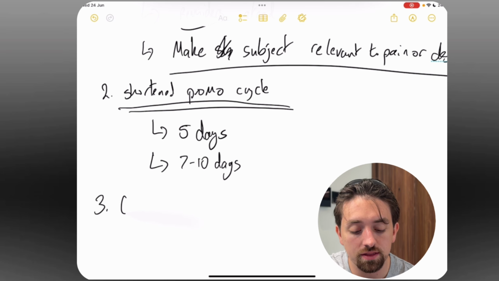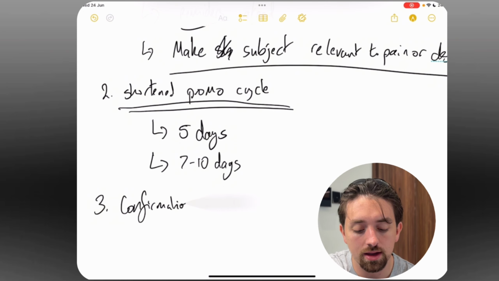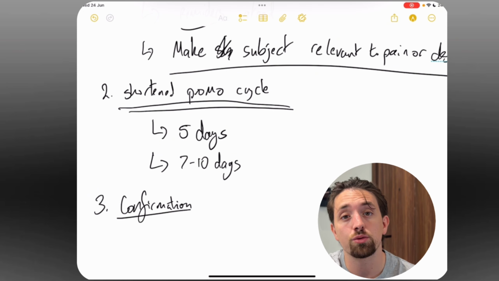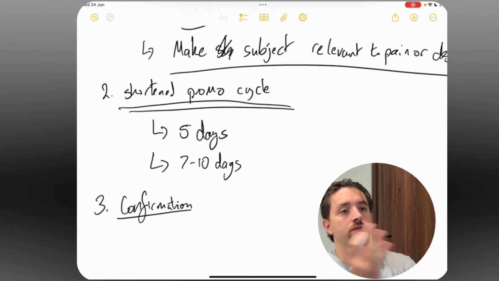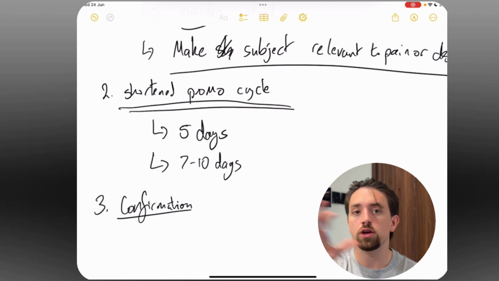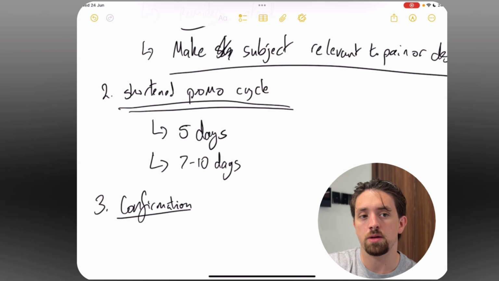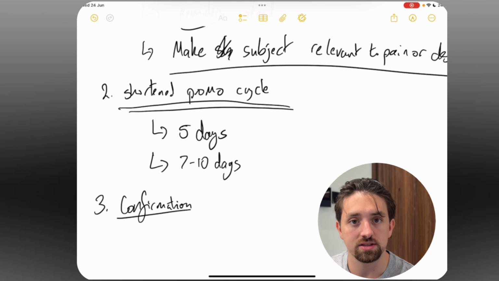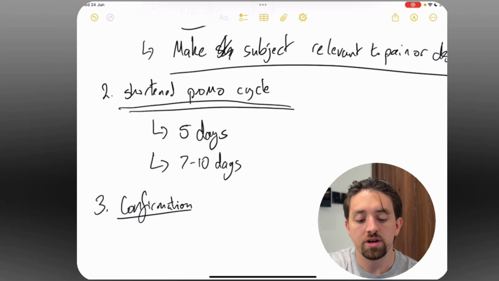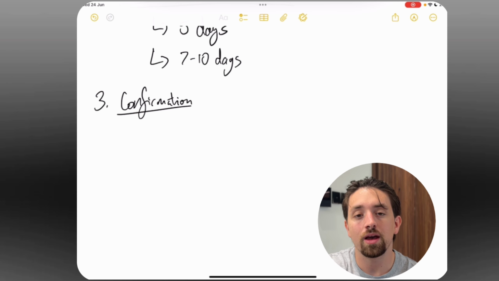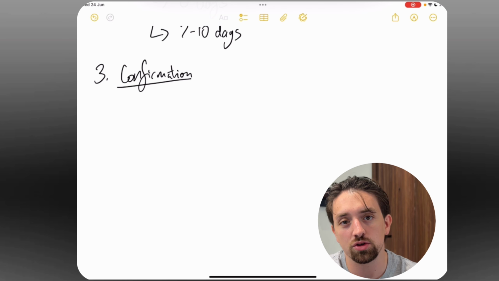Shortened promo cycle. The third thing is your confirmation page. Again, most people get this wrong. Most people make the confirmation page just text: thank you for signing up, see you on the webinar, and maybe a couple of steps, like check your email. This is what we usually see. There's so much you can do on a confirmation page to increase your show up rate, and so little that we actually see people doing in the market.